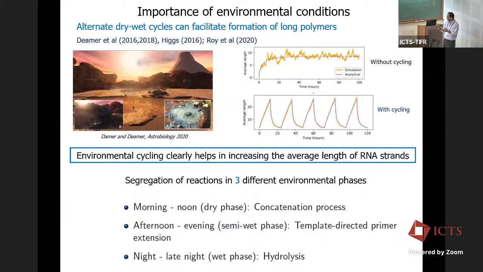So we divided a cycle of 24 hours into 3 phases: a morning to noon phase, which is a dry phase, which favors these concatenation reactions, an evening phase with a semi-dry phase, where these template-directed primer extension processes, which occur at higher rates, are favored, and a night phase, which leads to hydrolysis and breakup of these polymer chains.